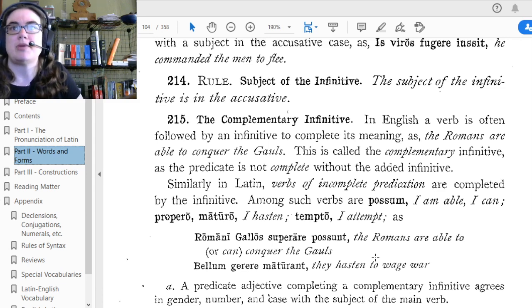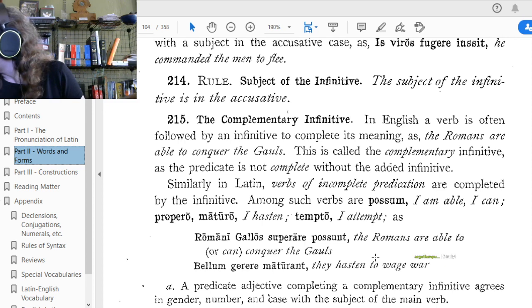So possum, I am able; propero or maturo, I hasten to do something; tempto, I attempt to do something. We're going to eventually learn the verb conor, to try to do something, which is much more common than attempt, to be honest. But here we go.